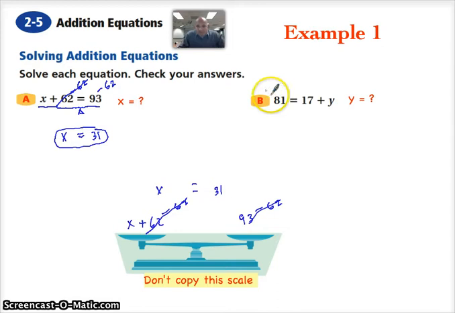Okay. Now, let's go to this second problem. This time the y is on the other side. We're going to draw the same sort of pan balance.